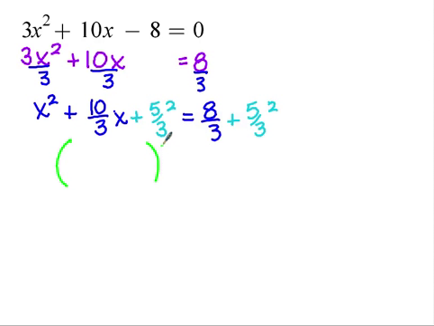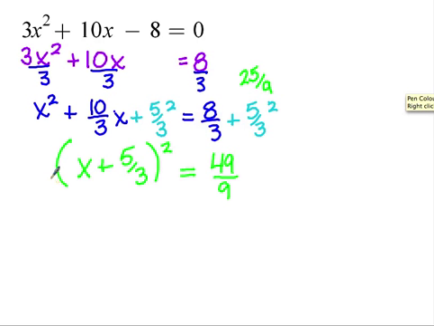And so what will go inside the parentheses? X plus 5 thirds. On the right side, I'm going to add those two together. 5 thirds squared is 25 over 9. So really I've got 8 thirds plus 25 ninths. And what does that come out to be? 49 ninths.